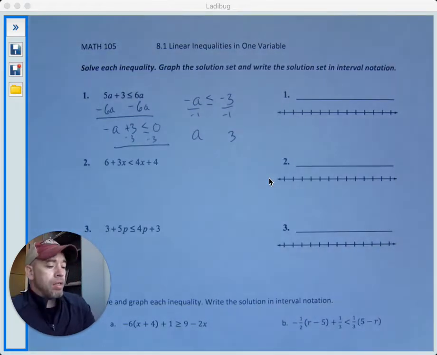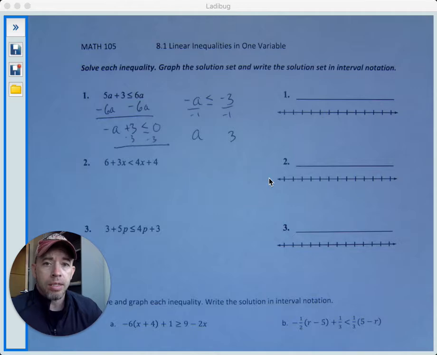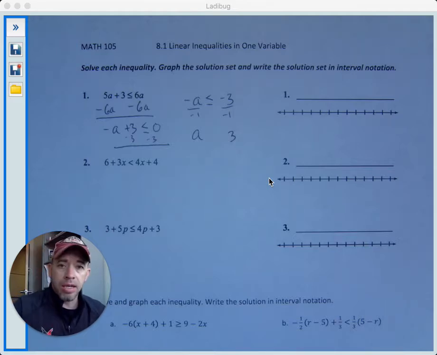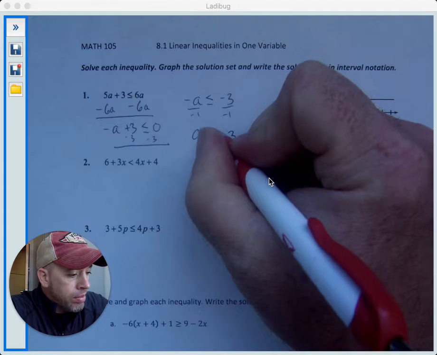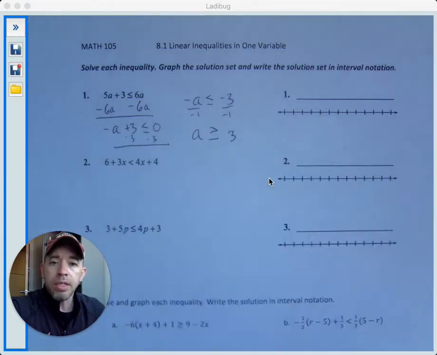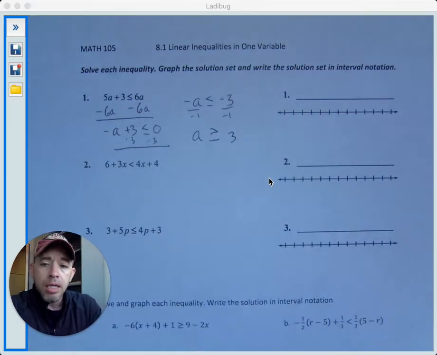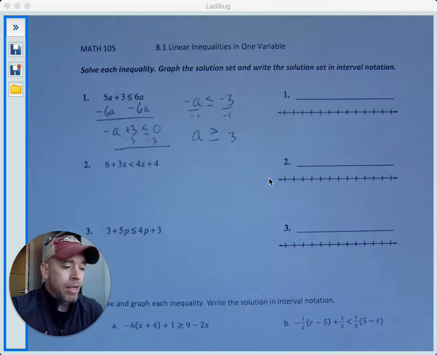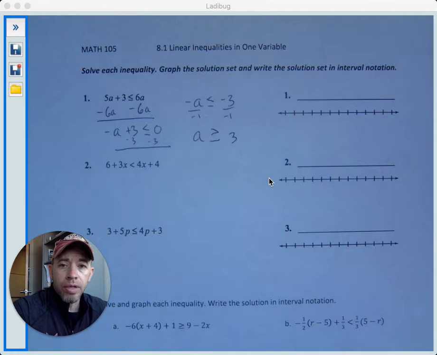One thing we have to remember with inequalities is when we multiply or divide both sides by a negative number, we have to flip the inequality sign. So that less than or equal to is going to become a greater than or equal to. And the only time we flip the inequality sign is if we multiply or divide by a negative. So we have a is greater than or equal to 3 then.